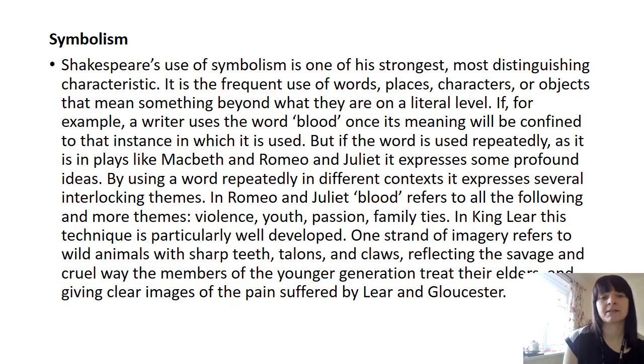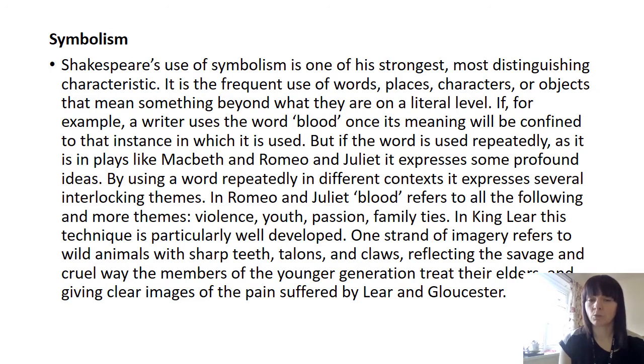Symbolism, again, is really one of the most prominent dramatic devices that are used. So one of his strongest, most distinguishing characteristics is the frequent use of words, places, characters or objects that mean something beyond what they are on a literal level. If, for example, a writer uses the word blood once, its meaning will be confined to that instance in which it is used. But if the word is used repeatedly, as it is in plays like Macbeth and Romeo and Juliet, it expresses some profound ideas.